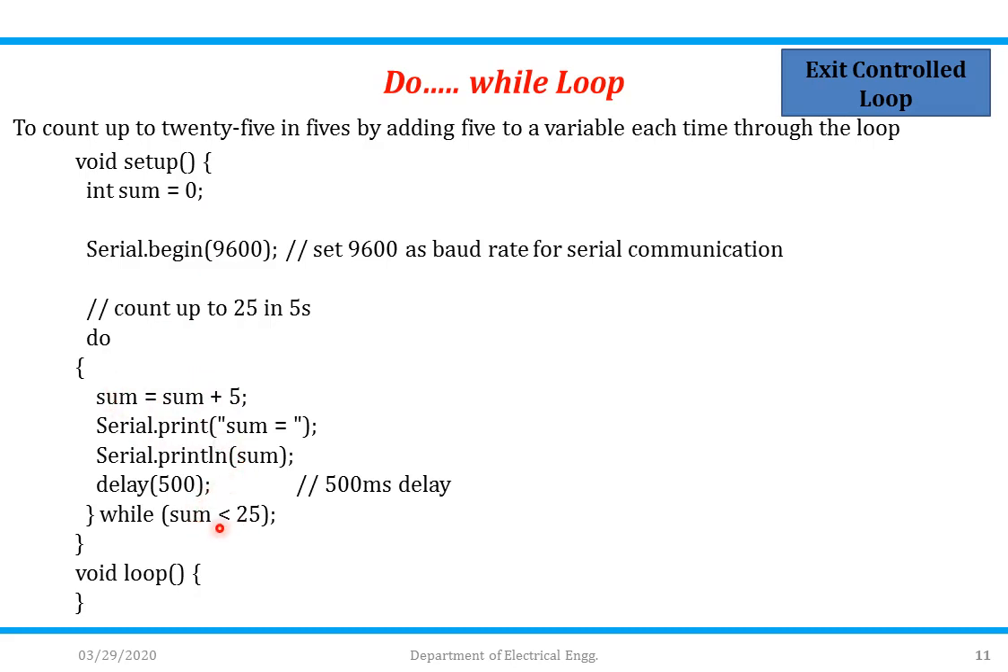Whether 10 is less than 25, it will check. Yes, so it will go here again. So 10 plus 5 equal to 15, so it will print 15. Likewise it will continue till the sum less than 25 condition gets satisfied. So therefore this is the output for this. The output will be sum equal to 25 in this case.